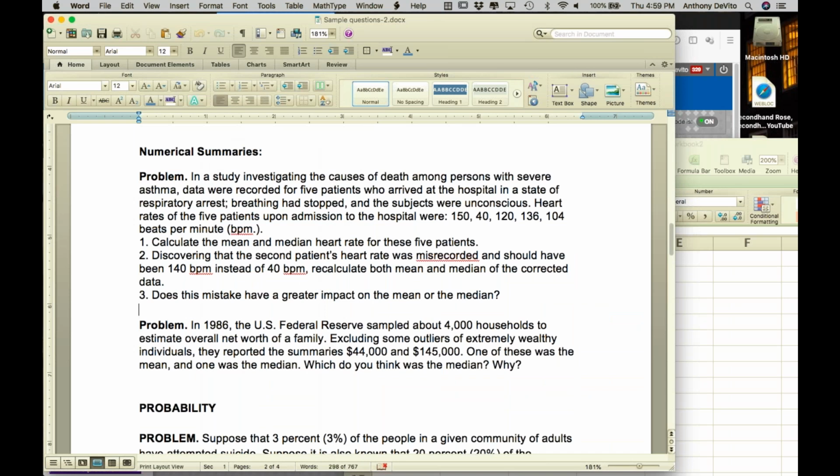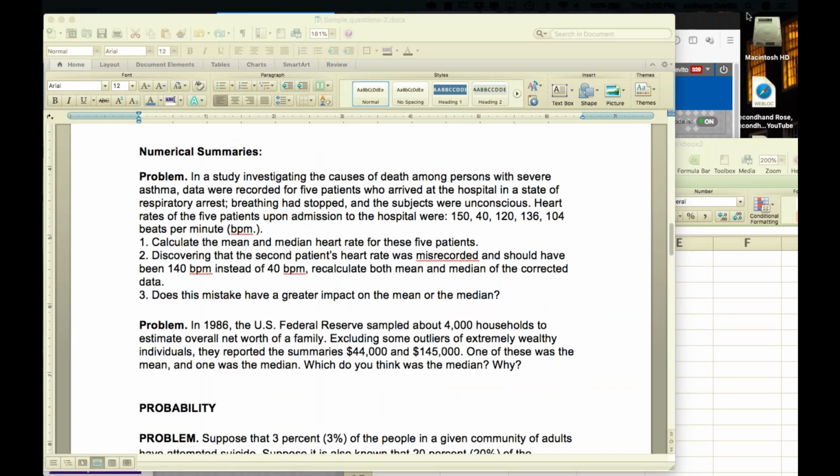What else? What's another way of describing the median? The median is literally the middle. Half of the values are below it, half of the values are above it. What percentile does that make it? It makes it the 50th percentile, right?